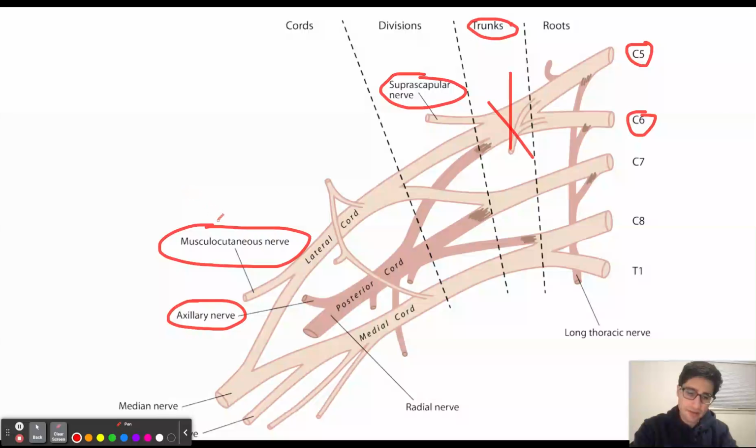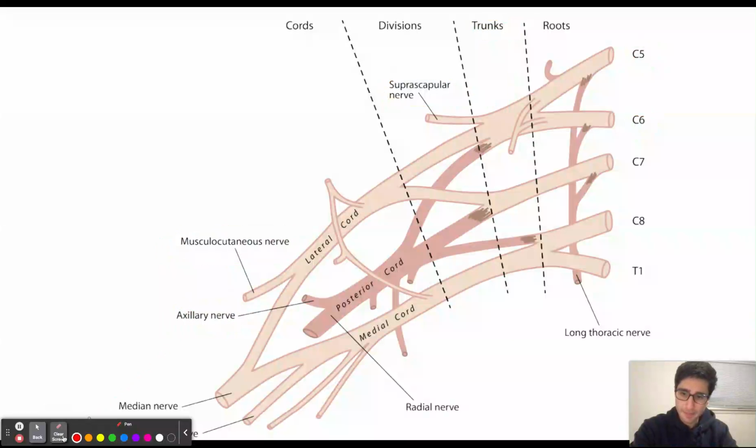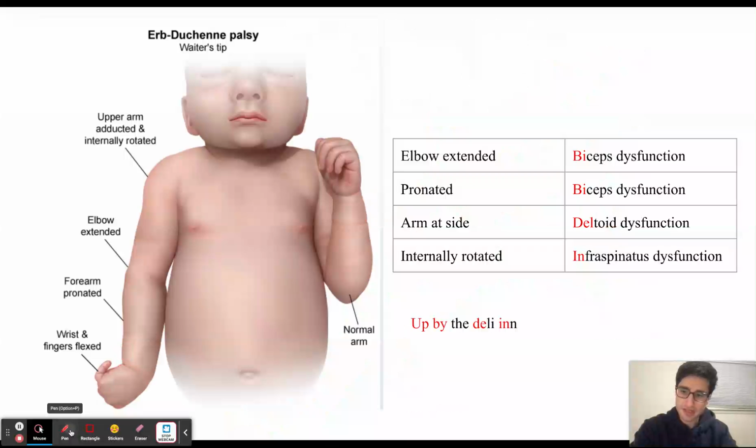Now, the musculocutaneous nerve is going to be innervating the biceps. The biceps are going to be responsible for supination as well as elbow flexion. So that's why we see elbow extension and pronation with the patient. Now, the axillary nerve is going to be innervating the shoulder. The deltoid is going to be responsible for abducting the shoulder more than 15 degrees. And so that is why with the patient's presentation, we see adduction.